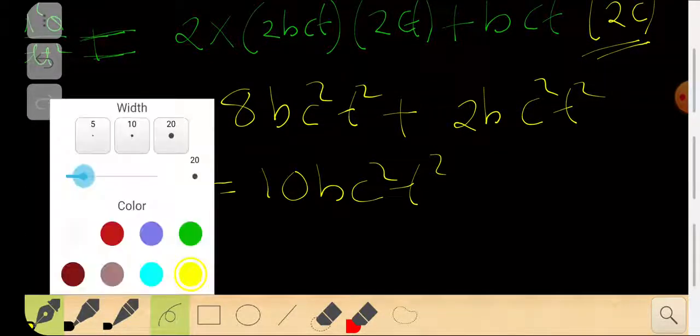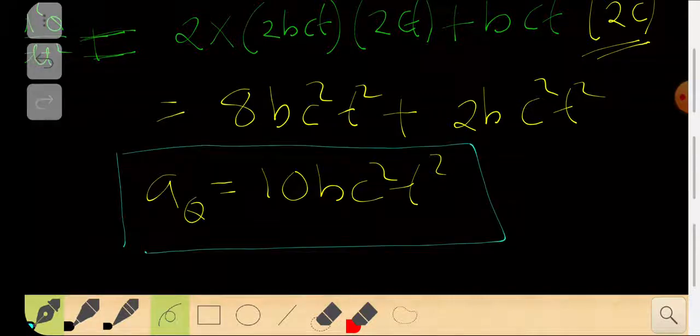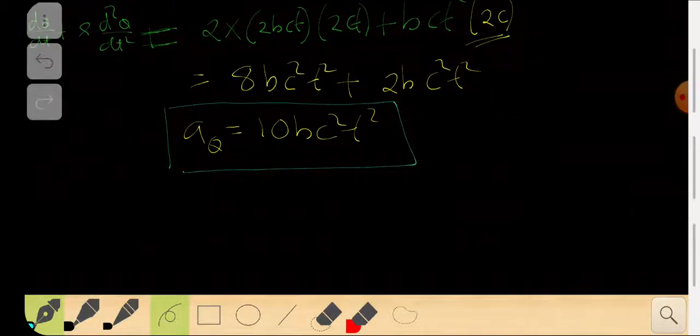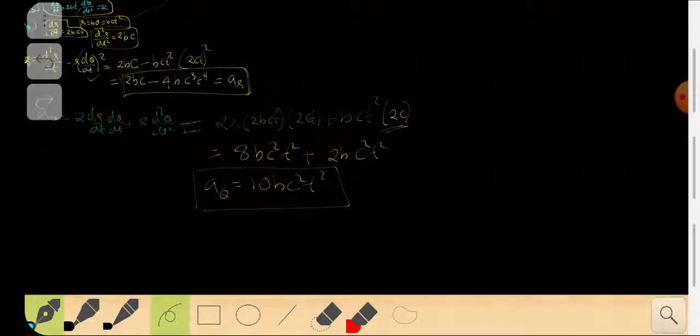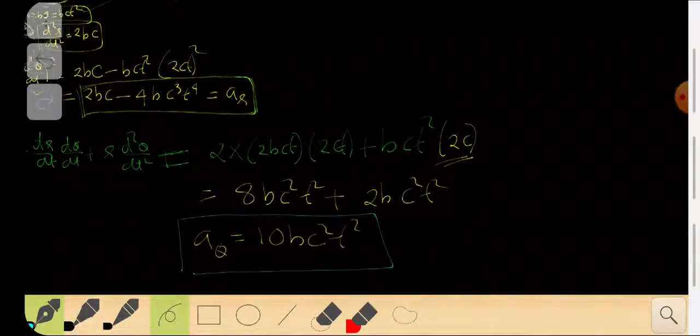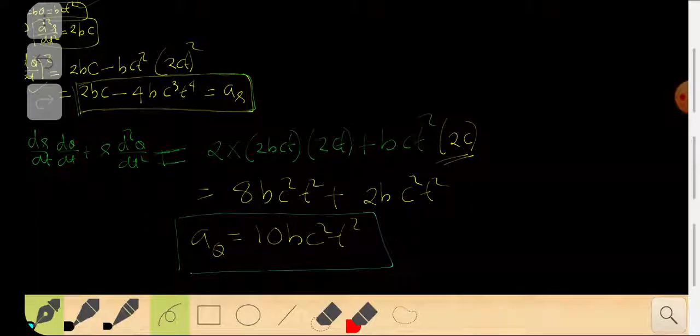I'm going to put that in a box as well, because that's something I also need. So I found a theta and a_r, two vector components. Now what I'm going to do is put down the values of a, b, c and t.